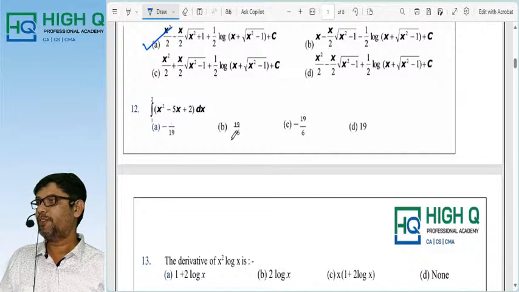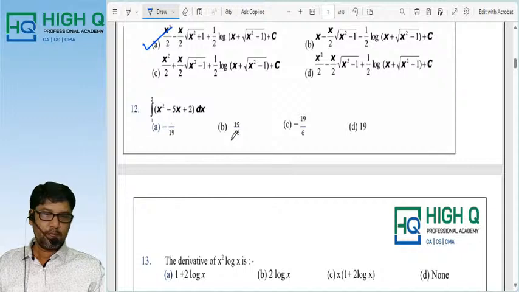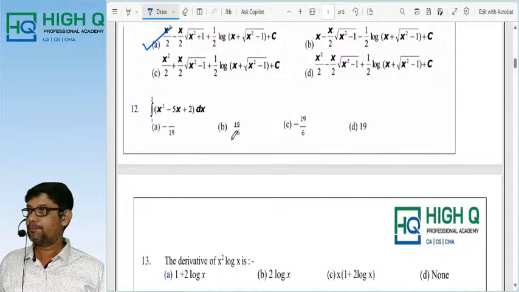The 12th sum is simple for everyone. Can you please do it? First I am giving you time to solve the 12th sum. Can you please do it, my dear?